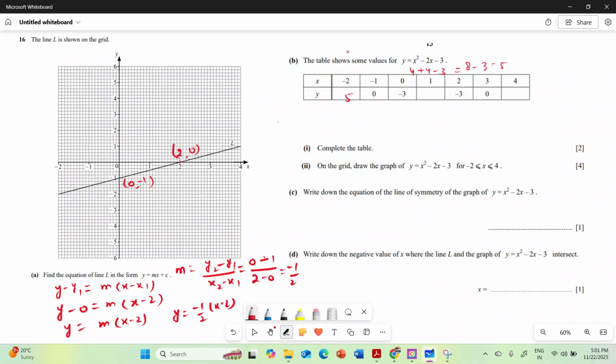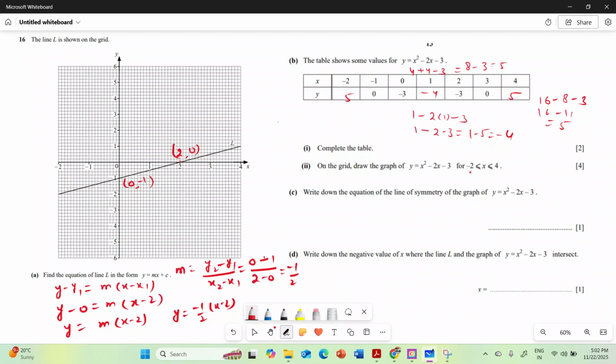So if you put 1, here this is 1. For this case, 1 minus 2 and 1 and negative 3. So 1 minus 2 and minus 3. So this is 1 minus 5, minus 4, negative 4. If you put 4, 4 squared is 16, and 4 times 2 is 8, minus 3. 16 minus 11, you will get 5. So this is the value at x equal to 4.